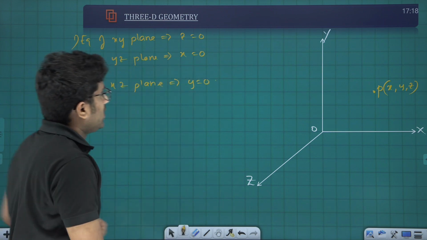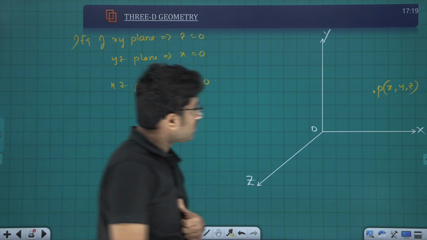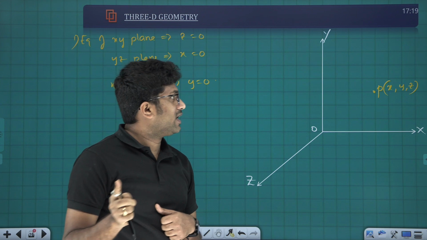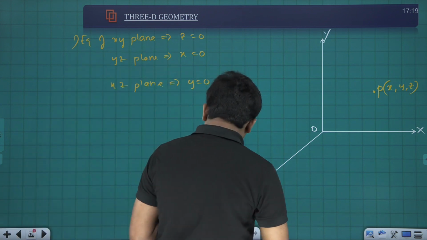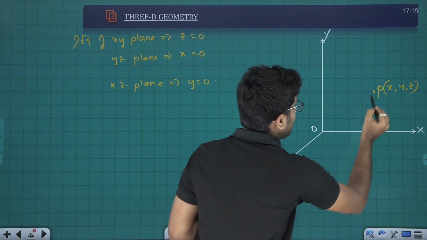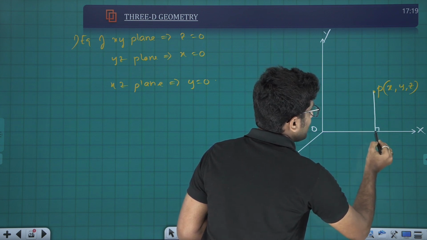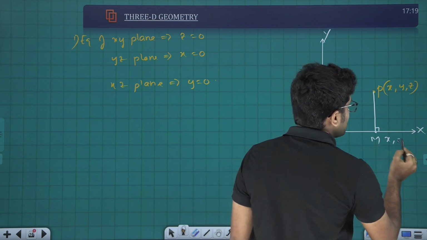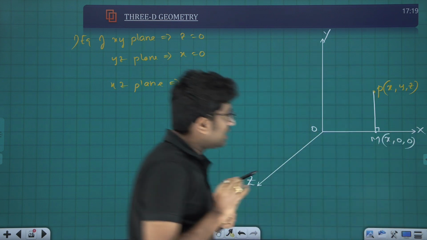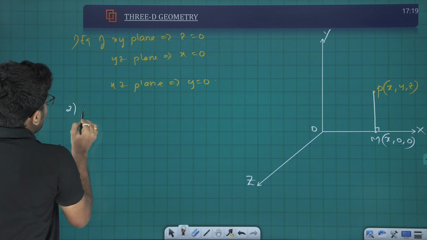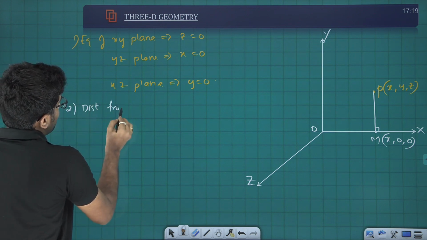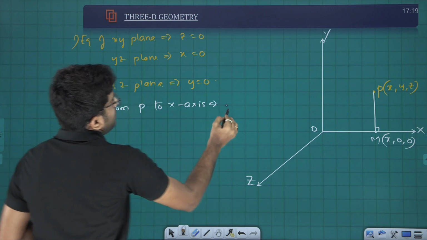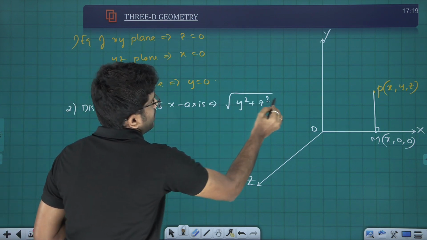Next, suppose we take a point P in space having coordinates x, y, z. Now, if I draw a perpendicular from point P to the x-axis, let's say it intersects at some M. So M will have coordinates x, 0, 0. Now, the distance from P to the x-axis will be the square root of y square plus z square.